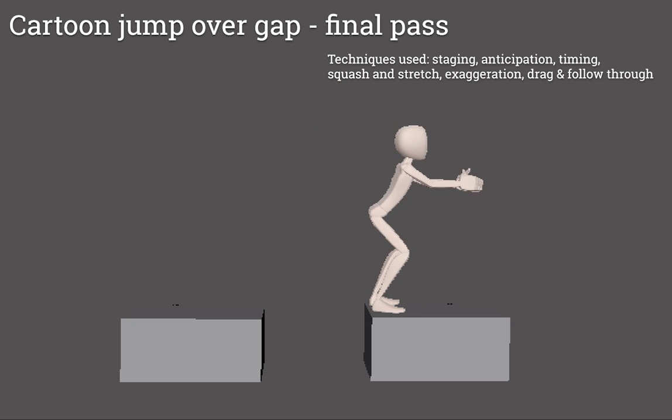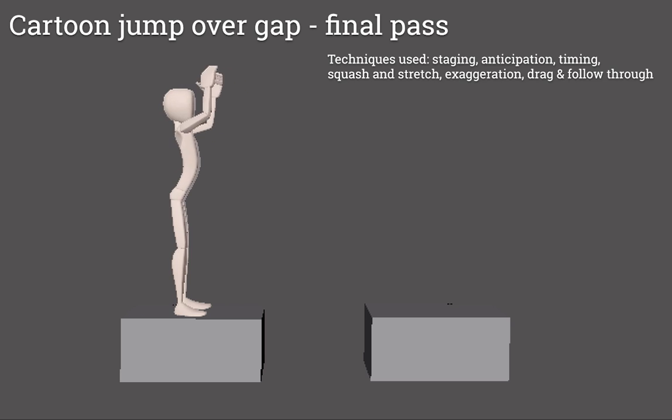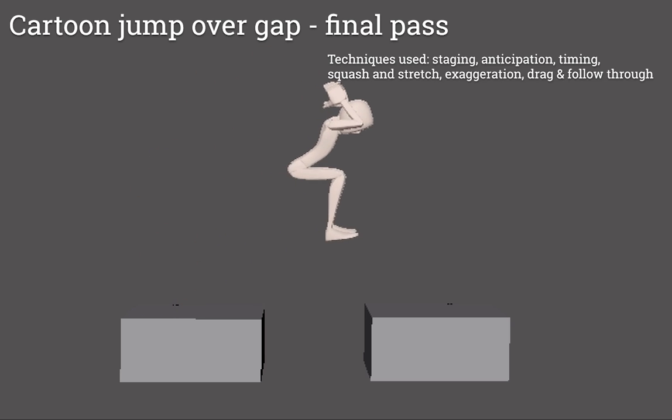Anticipation lets the viewer know something big is about to happen. It prepares the audience for a major action. This principle helps to set up a believable action.